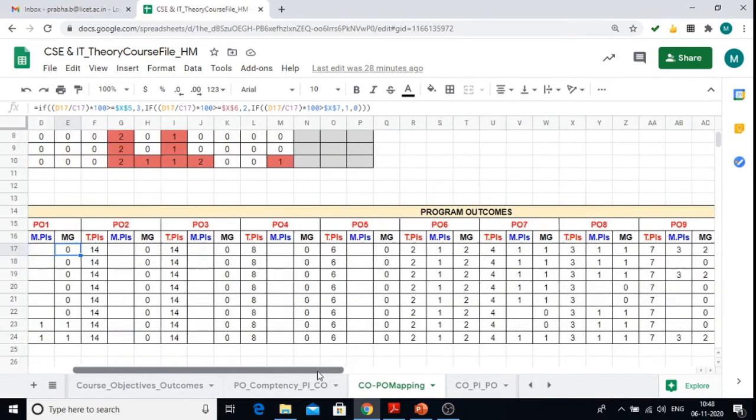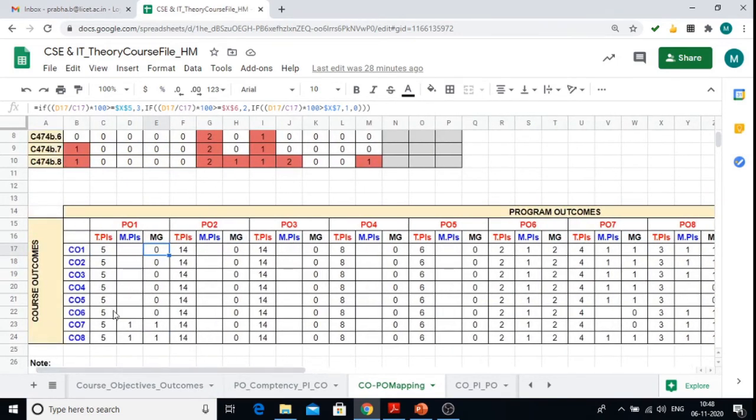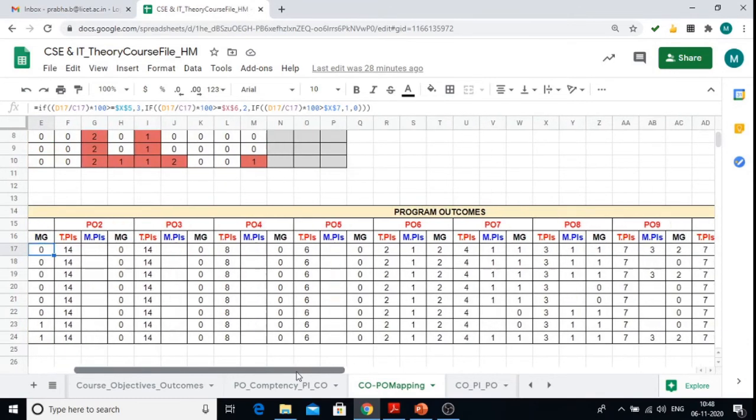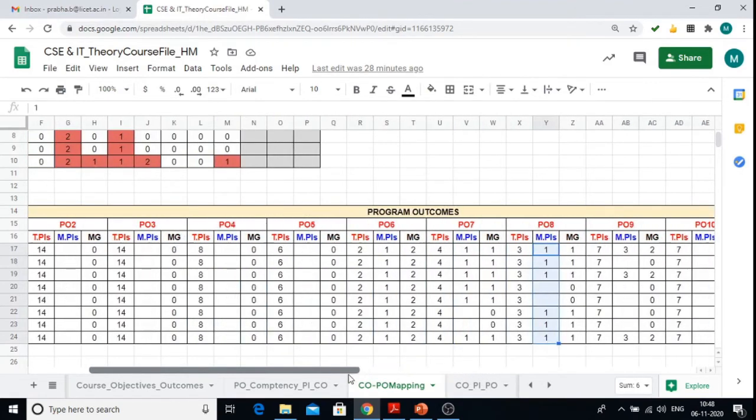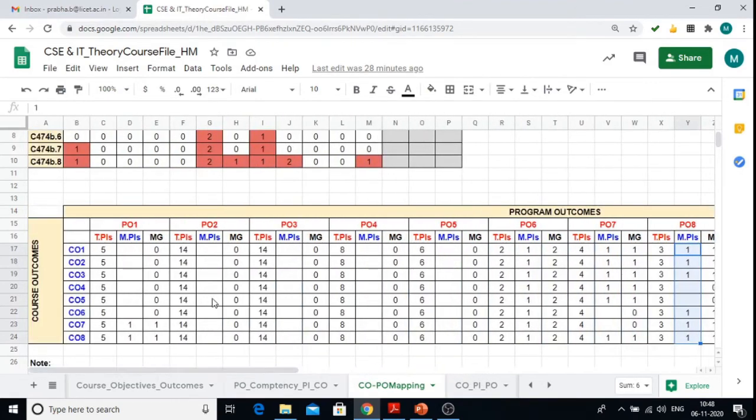In my case, PO1 is mapped with CO7 and CO8, and PO6 is mapped. Like that you have to complete for all the mapped POs along with COs, and thereby calculate the mapping grade for all the 12 POs. Like this we have to complete for PSO also.